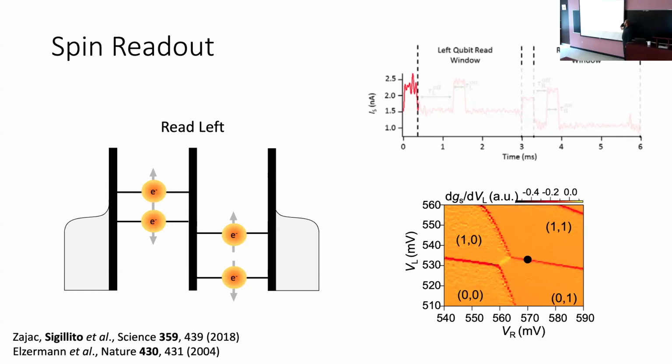And if I just wait some period of time, a couple milliseconds, at some point, I can see a change in that current. And if I see a change in that current, it means that an electron has moved out of the device. And then it implies that it must have been a spin up electron, because a spin down would have had enough energy.